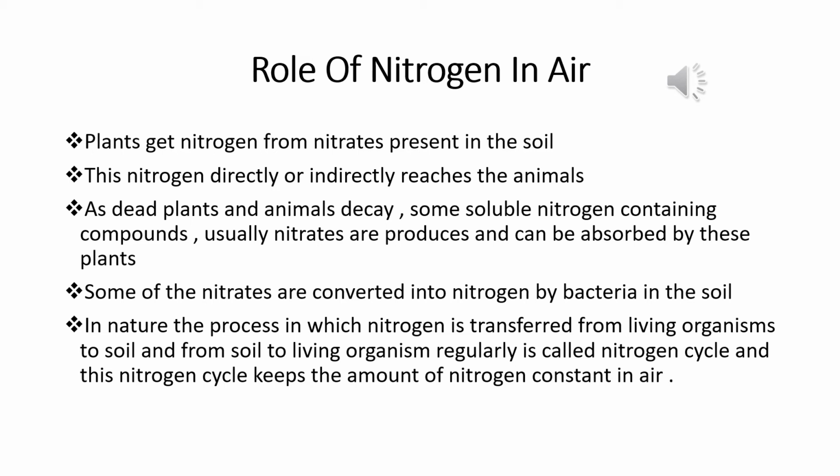And this nitrogen cycle, students, keeps the amount of nitrogen constant in the air. In the nitrogen cycle, nitrogen is transferred from living organisms to the soil and from the soil to living organisms regularly. So it is called the nitrogen cycle, as the amount of nitrogen remains constant.